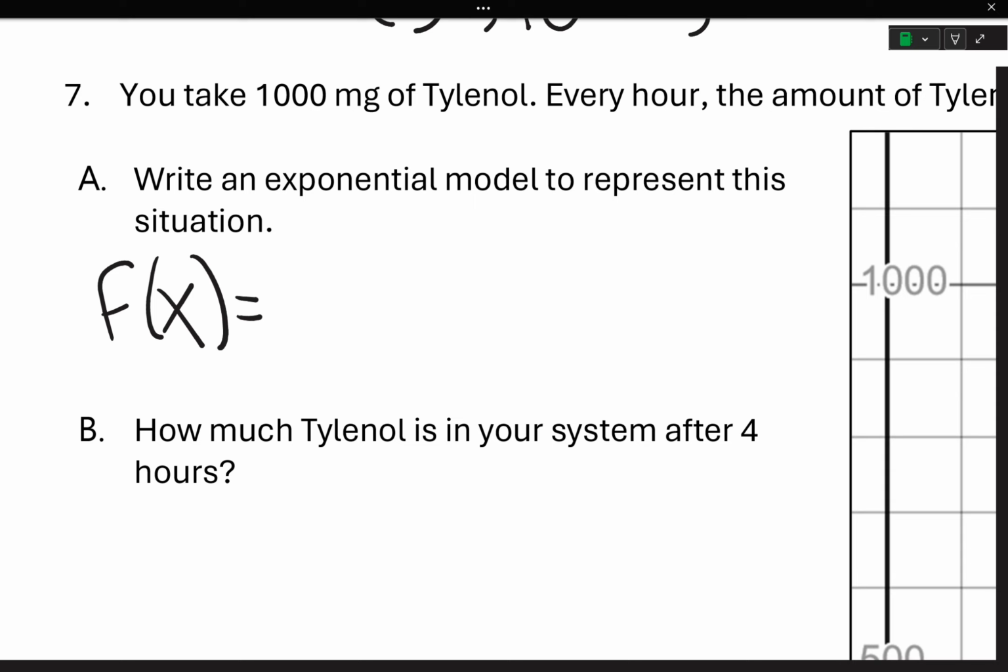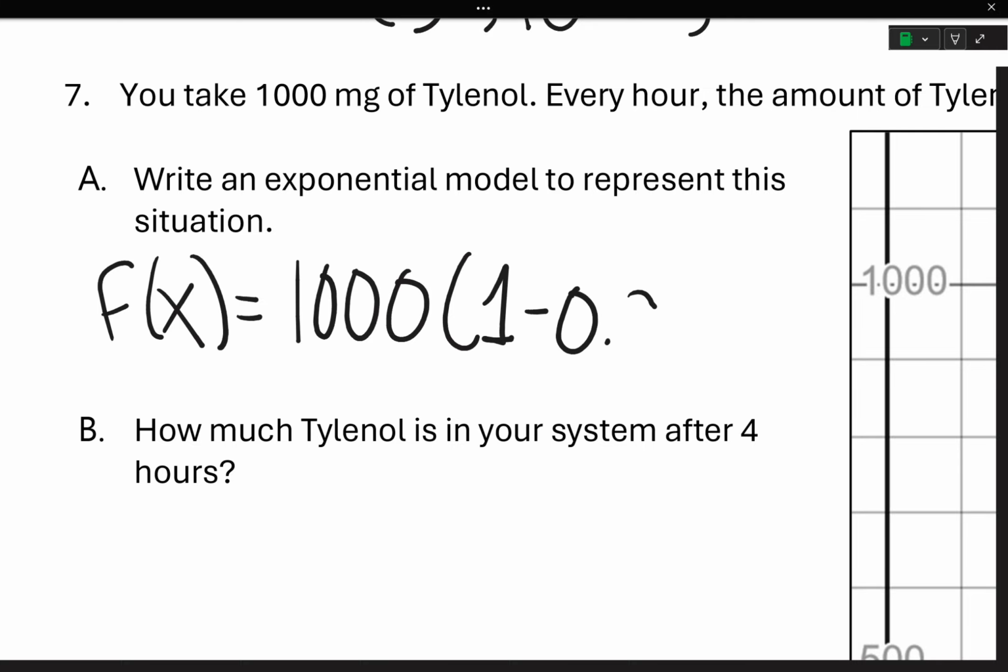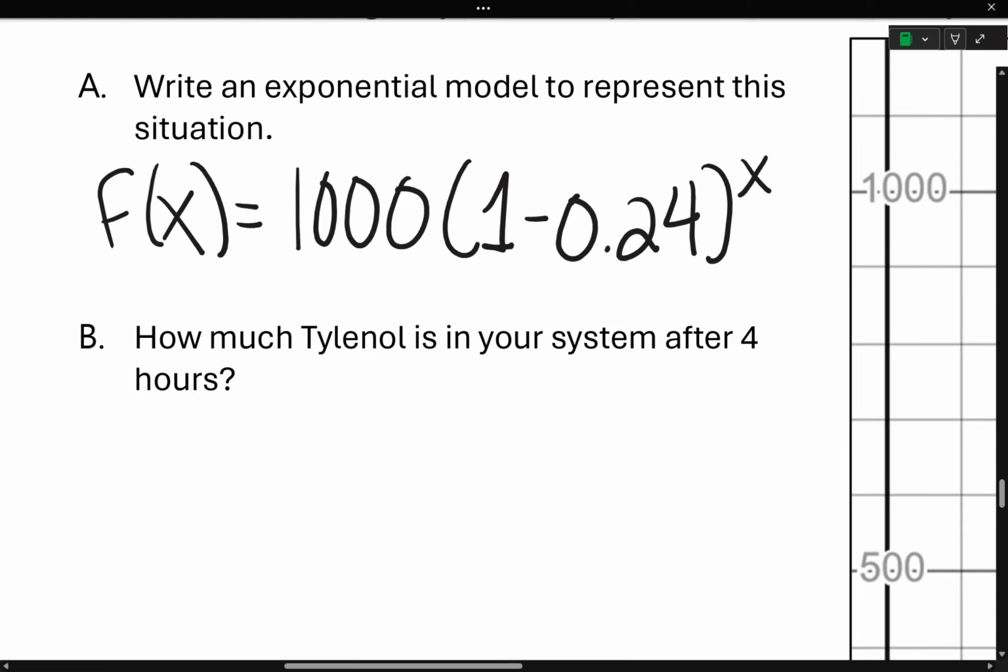Like if you have a headache, you want to know how much you can take safely, and you don't want to take too much because you could give yourself poisoning, or if you go overboard, you could go bye-bye for forever. And I would not like that. Let's write a function. 1,000 times 1 minus 0.24 to the power of x.